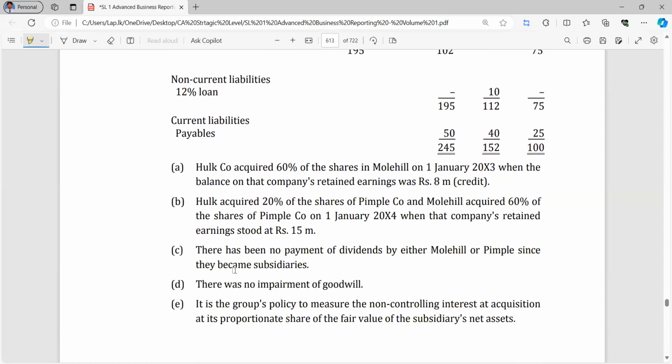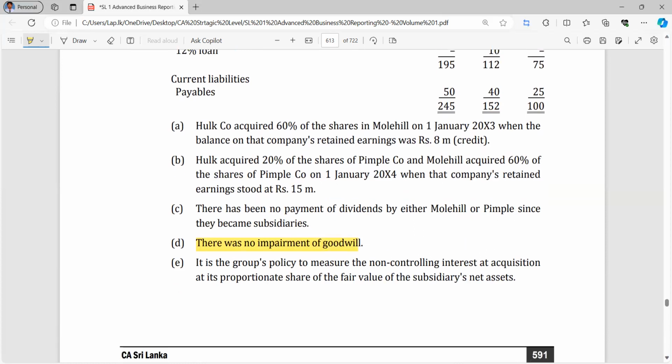The adjustment: there is no impairment in goodwill, so we don't bother about that adjustment. There is no payment of dividend by either M or Pimple since they became subsidiaries.